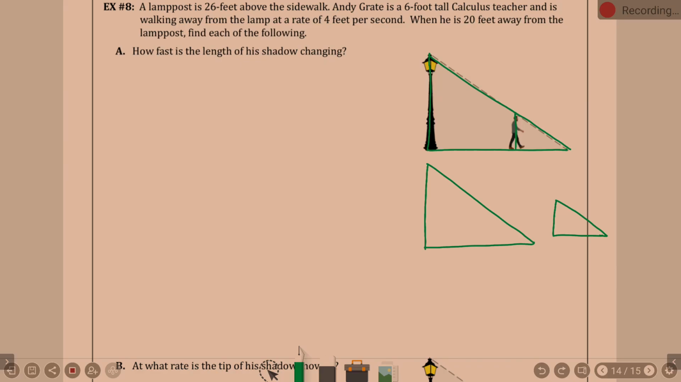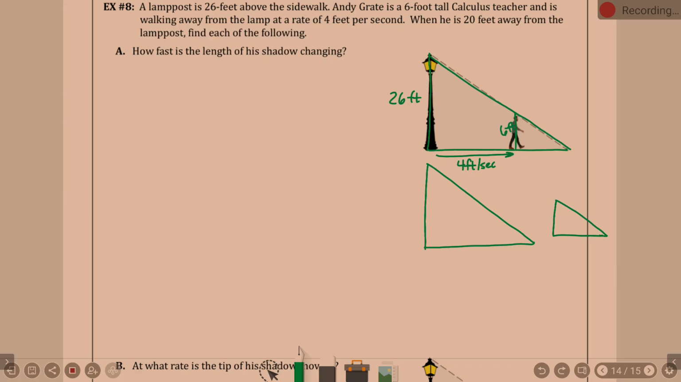What do we know? A lamppost is 26 feet above the sidewalk. Does that lamppost ever change height? No. So I can confidently put that 26 on. Andy, a 6-foot tall calculus teacher, so not me, is walking away from the lamp at a rate of 4 feet per second. That goes on both, doesn't it? When he is 20 feet away from the lamppost, find each of the following.